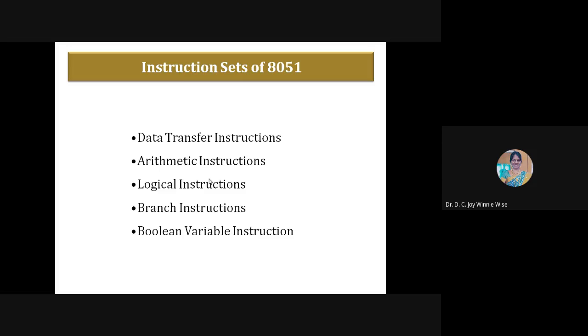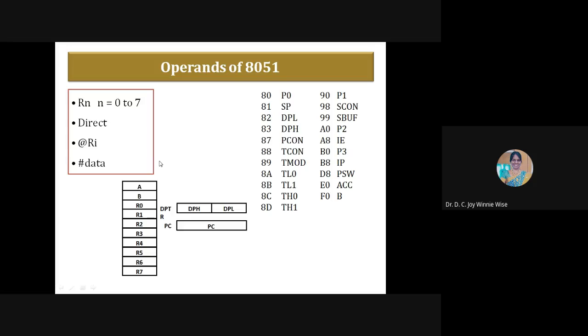Now let's see the instruction set of 8051. The functions are the same as 8086, but the syntax will differ. For C we have separate syntax to represent instructions, and for C++ we have separate syntax, but the function is the same. Here also it is the same. There are 5 types of instructions: data transfer instructions, arithmetic instructions, logical instructions, branch instructions, and Boolean variable instructions. Now we'll see the data transfer instructions.